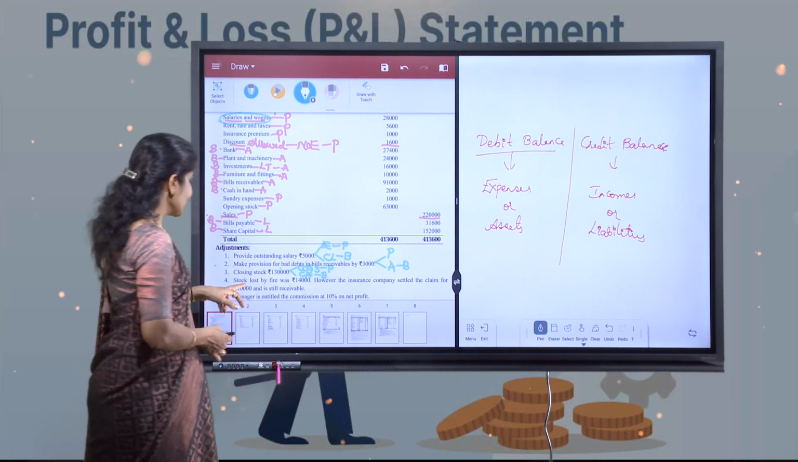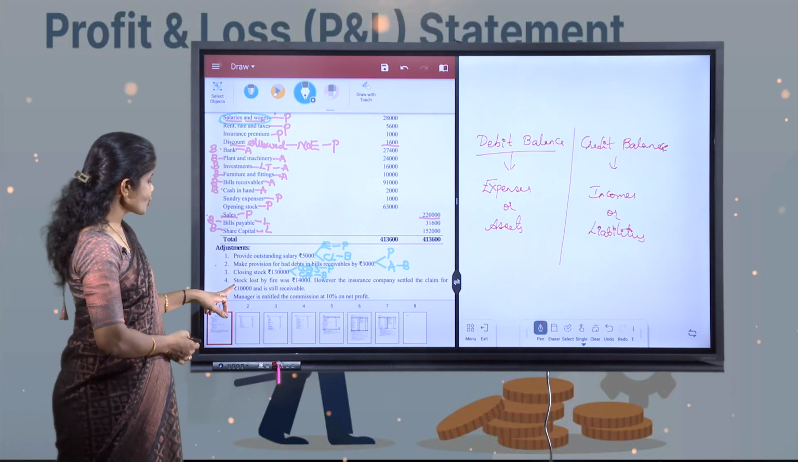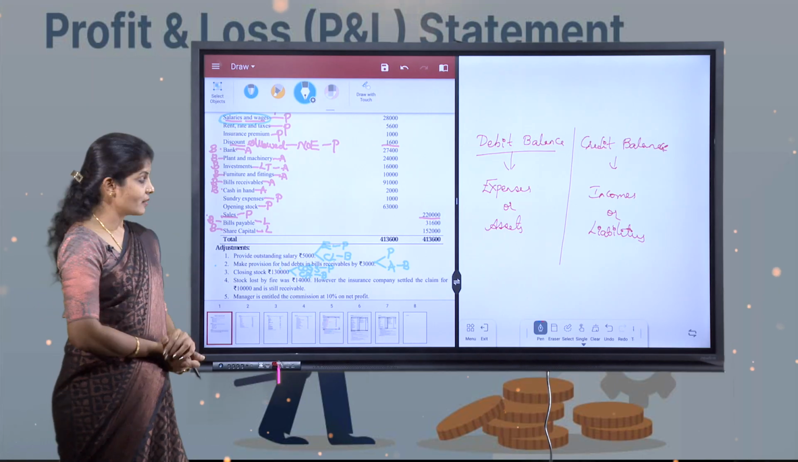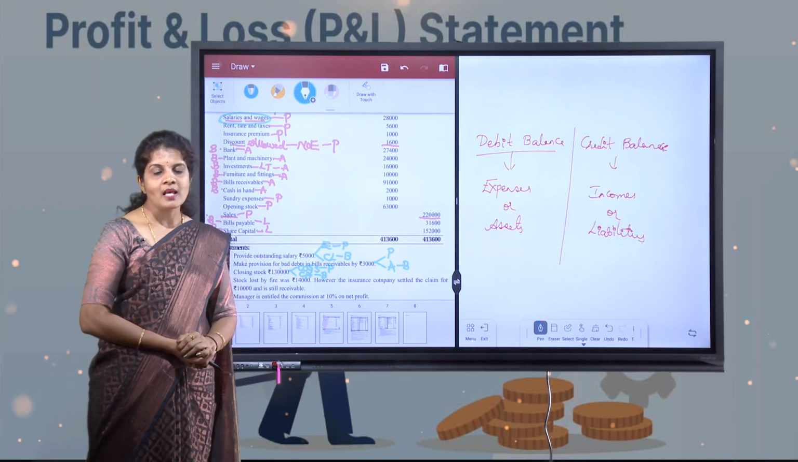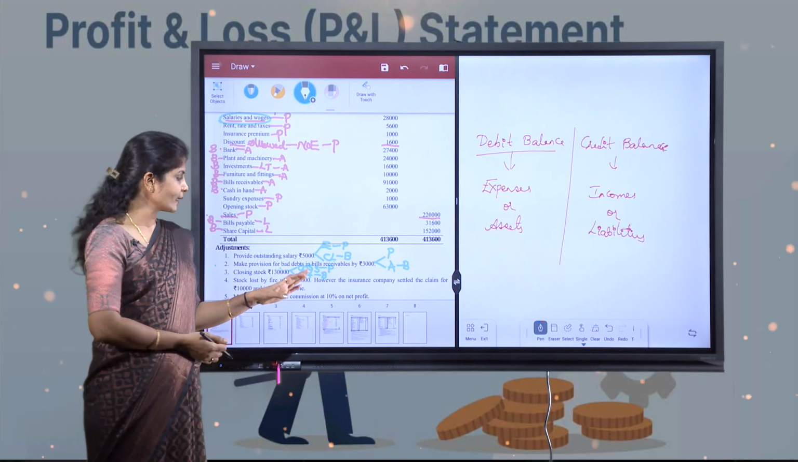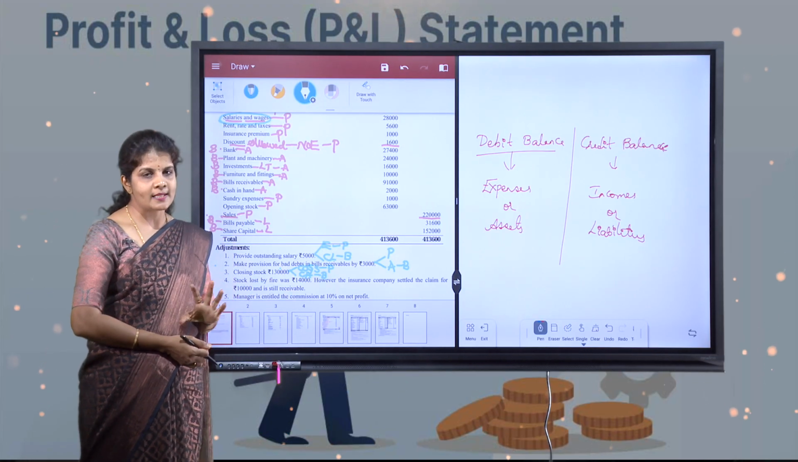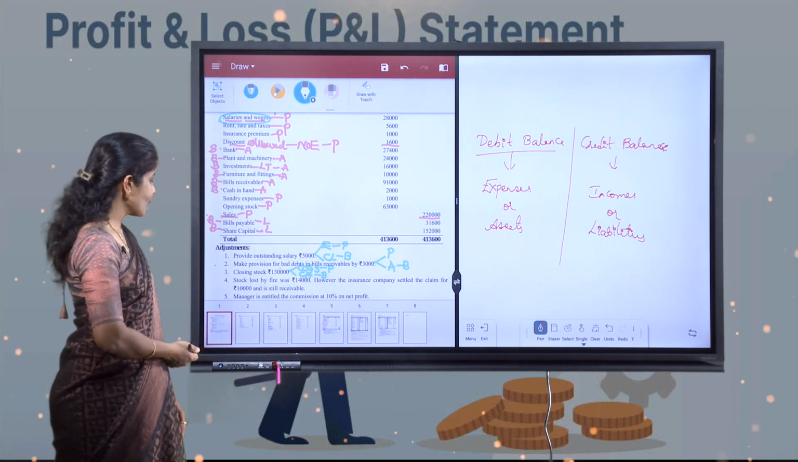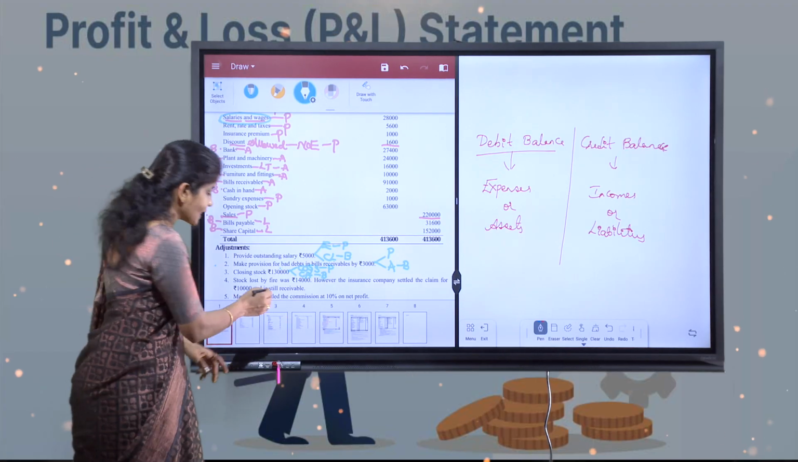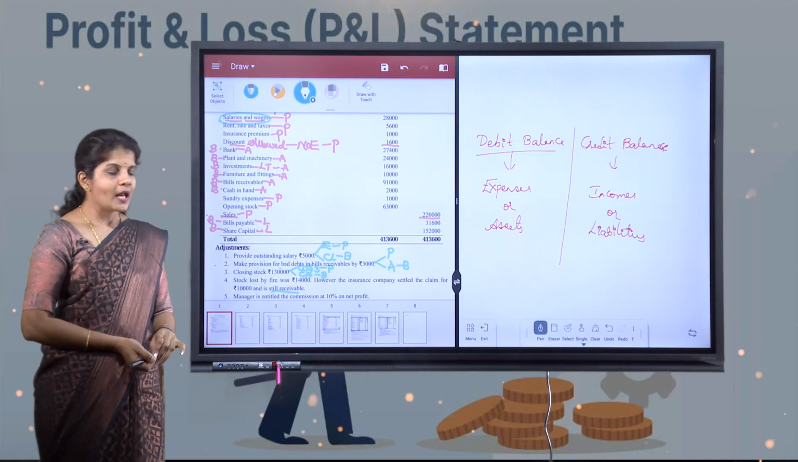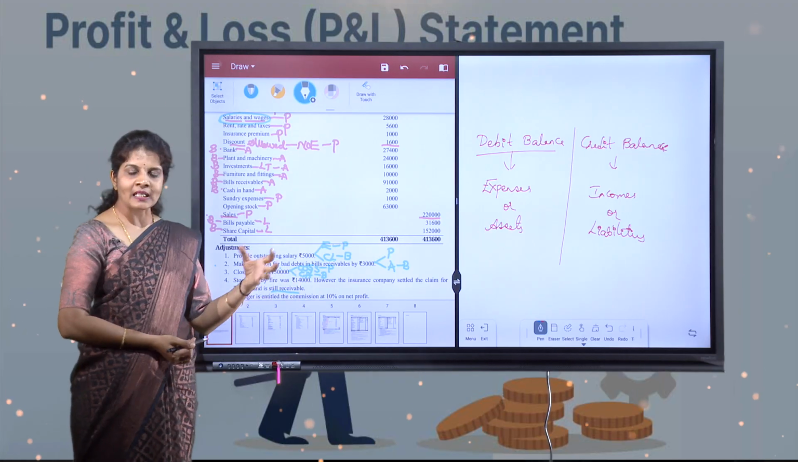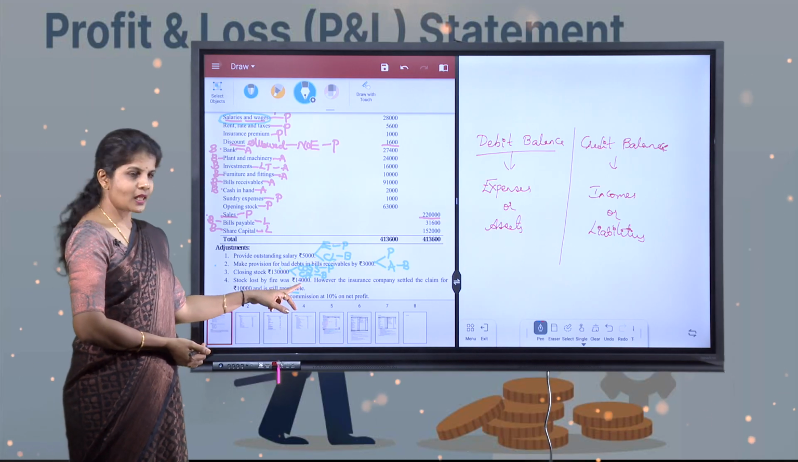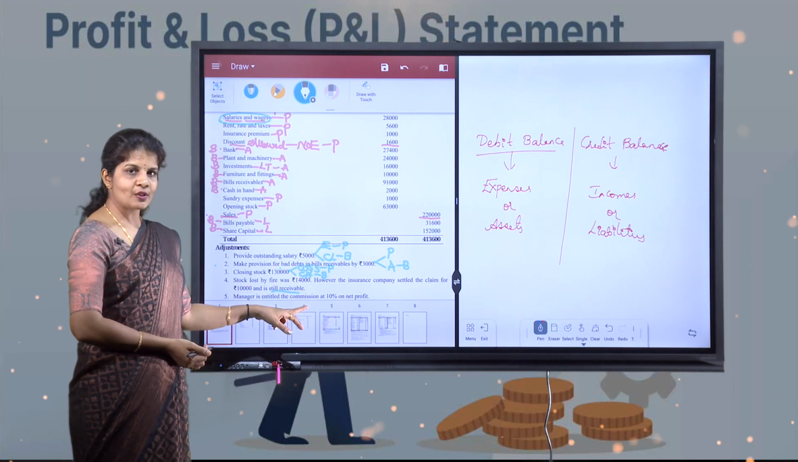Okay. Next, fourth adjustment, stock lost by fire was rupees 14,000. Look here, stock lost by fire. Because of the fire, the stock worth rupees 14,000 is lost for the company. However, the insurance company settled the claim for 10,000 and it is still receivable. So the insurance company has agreed to pay 10,000 out of the 14,000 loss.